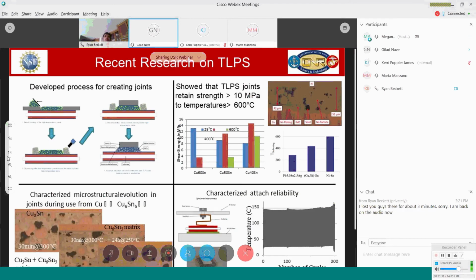Some of the research we've done on this is developing the process for creating the joints, showing that they retain high strength up to extremely high temperatures of over 600 degrees C, looking at how the phases grow and how the reliability changes over time, and then characterizing how well they do in temperature cycling and power cycling, where these solder materials could undergo fatigue due to the stresses that are imposed when you either cycle them thermally or you expose them to shock and vibration.